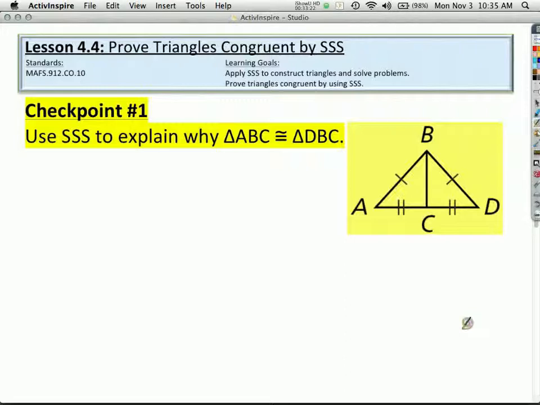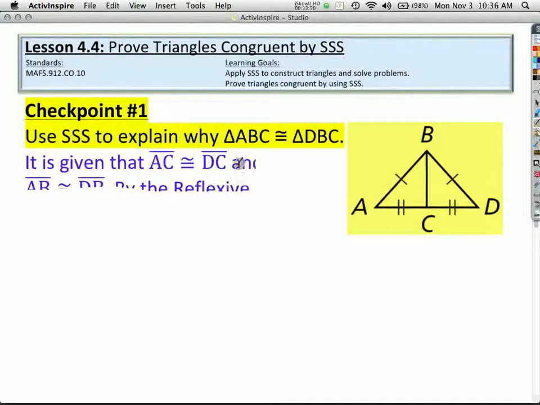Line segment AC is congruent to line segment DC. Both of those are given. And line segment BC is congruent with some reflexive property. Very good. And since all three sides of the triangle ABC are congruent to their corresponding sides in the triangle DBC, the two triangles are congruent. You can't get an explanation much better than what he said.